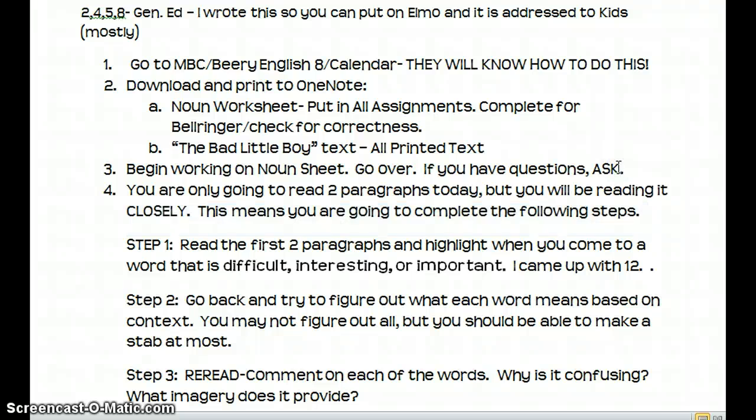These are instructions for what you need to do on Monday, September 9th. Obviously, you will go to the calendar. There you will print off a noun worksheet that you may do as a bell ringer. You can also print off the Bad Little Boy text. It's a Mark Twain short story that you can also print to OneNote. Put that in the all printed text. Put the noun worksheet in your all assignments.